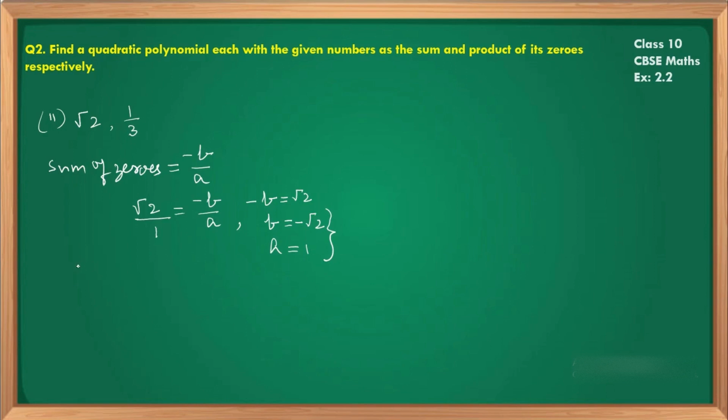Now we move on to product of zeros, which will be equal to c by a. And we know in the question product of zeros is 1 by 3. Let us write down that 1 by 3 is equal to c by a. C is 1, a is 3.